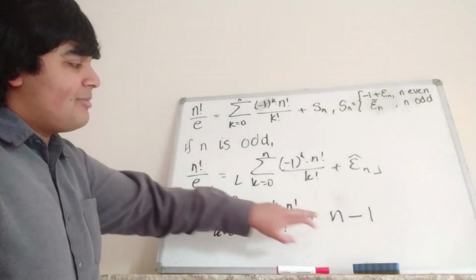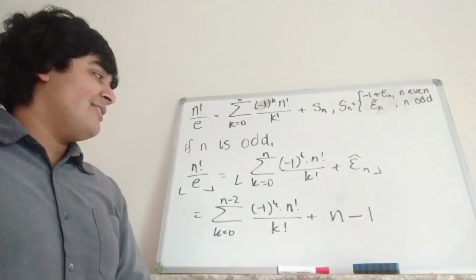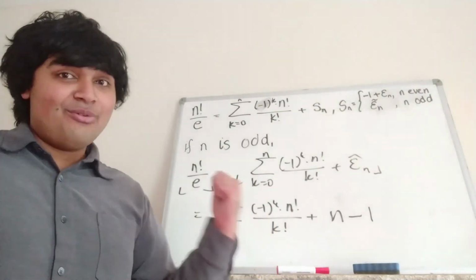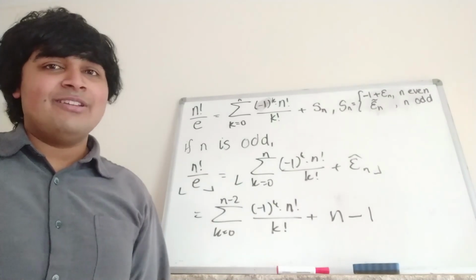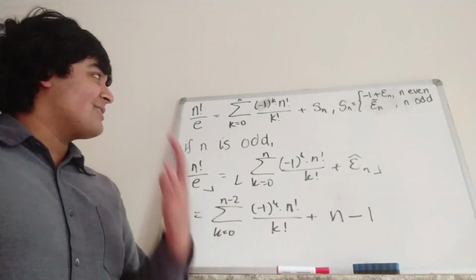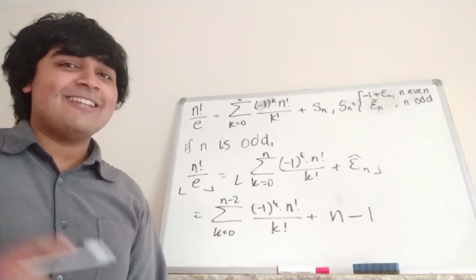So this thing's even, but remember n is odd, so n minus 1 is even, so we've got even plus even, and that of course is even. So that proves that the floor of n factorial over e is also even when n is odd. And that concludes the proof. We've proved that the floor of n factorial over e is always going to be even.